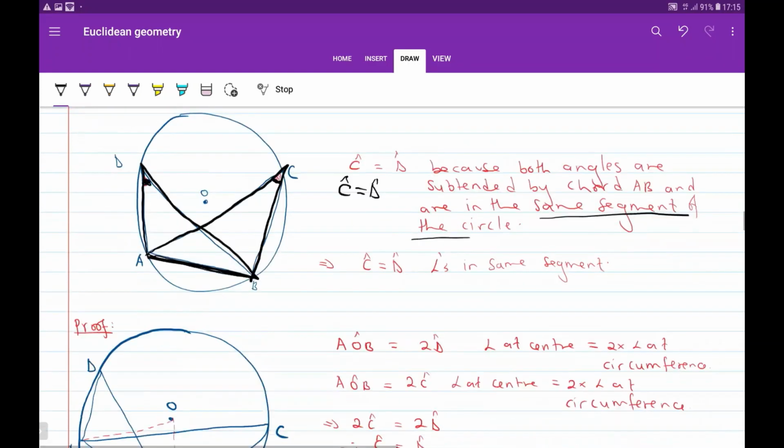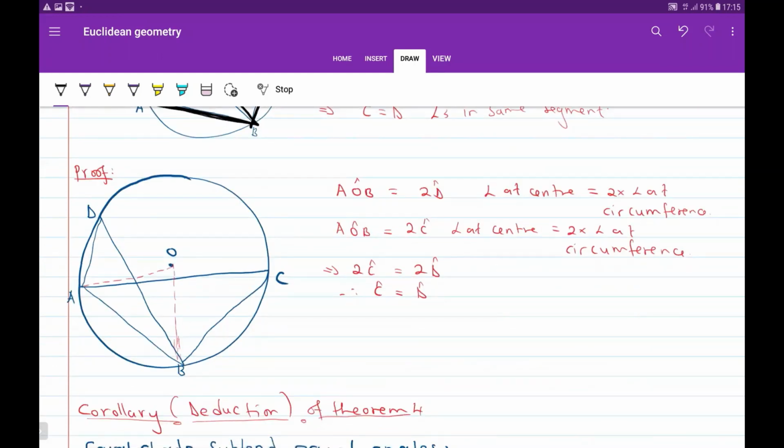The proof, it's there. Hope everybody can see it. So still you have to go through it.